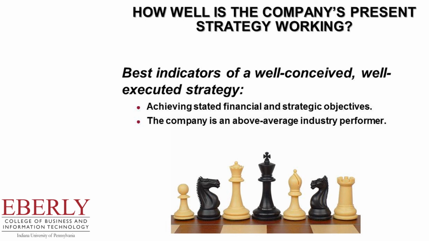Some of the best indicators of how well a company is doing is going back to those strategic and financial objectives we talked about in Chapter 2. So, does it have clearly stated strategic and financial objectives? And more importantly, is it actually reaching those? Does it appear to be an above average industry performer?